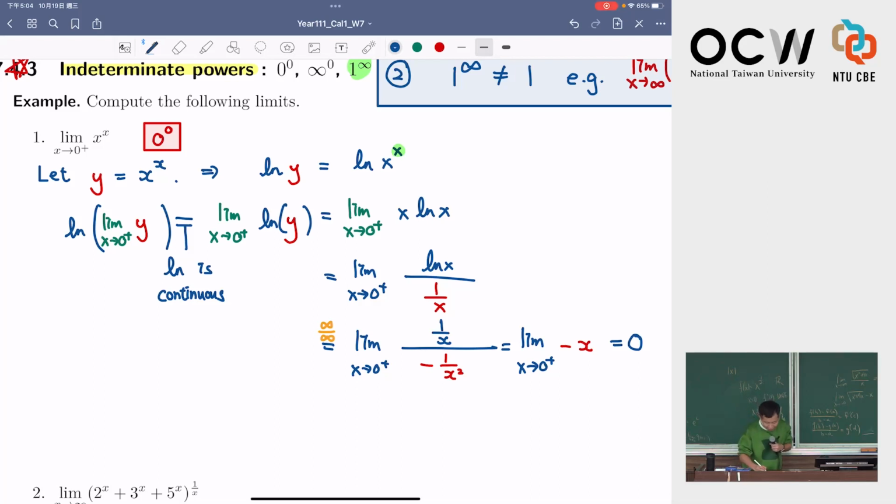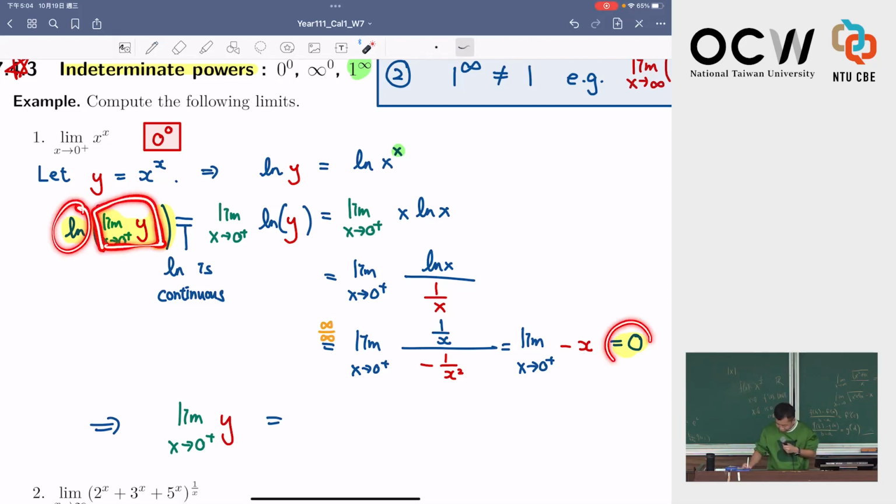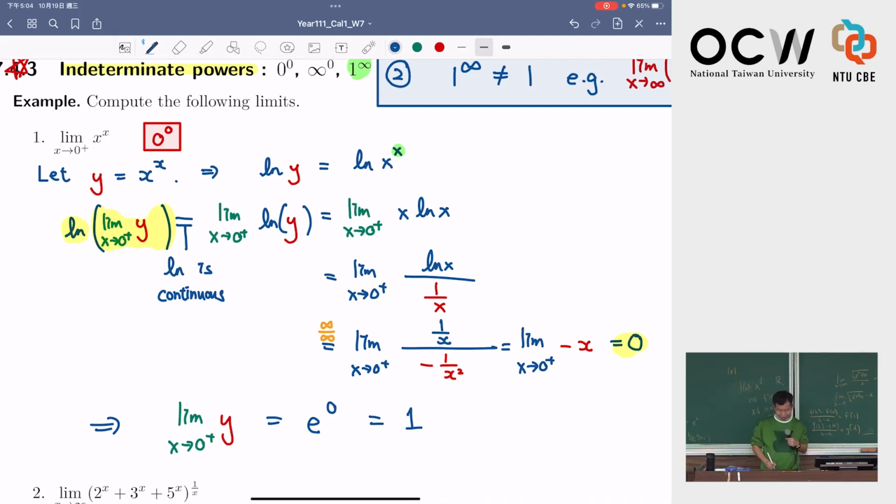So what happened is, I start with log of something equal to 0. That means, difficult mathematics, that means this guy equals to what? If log of a garbage equals 0, what does garbage equal to? Garbage equals to 1, correct. Equals to e to 0, which is 1. So we are done. So don't forget this step, okay?